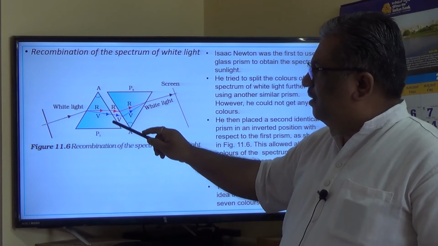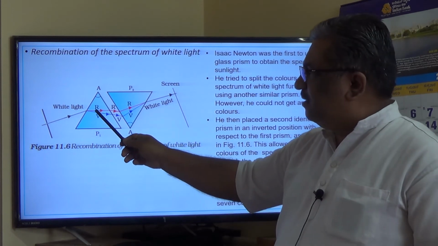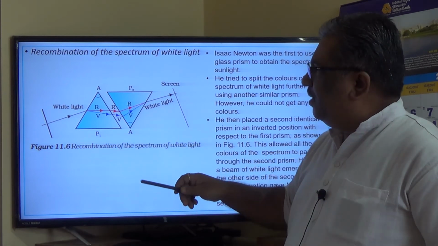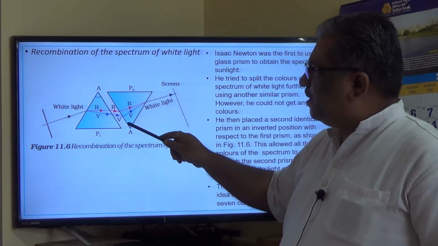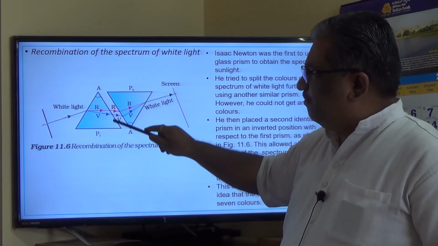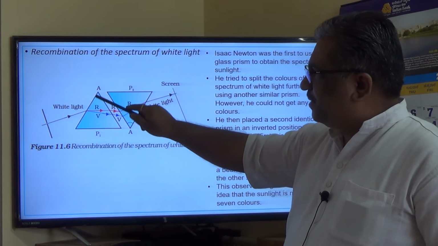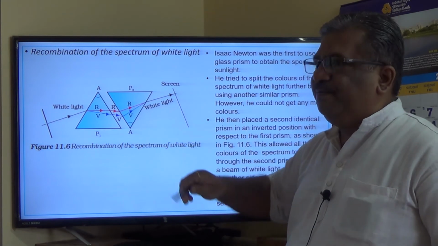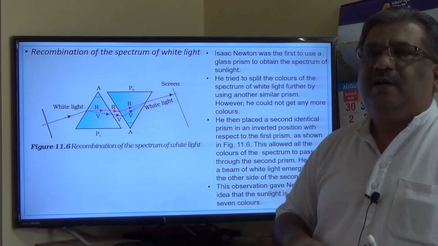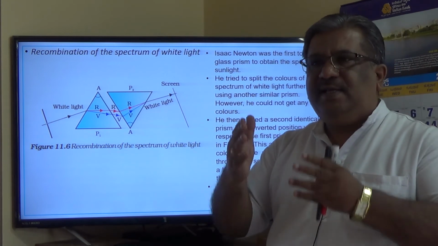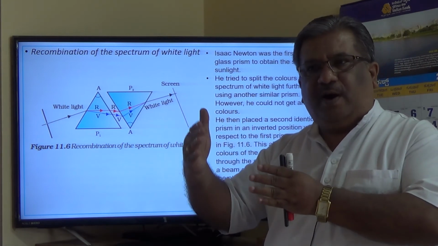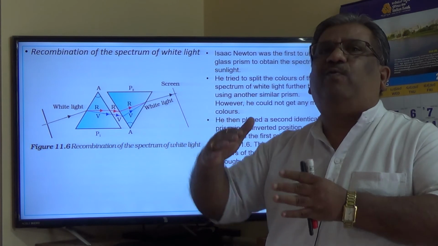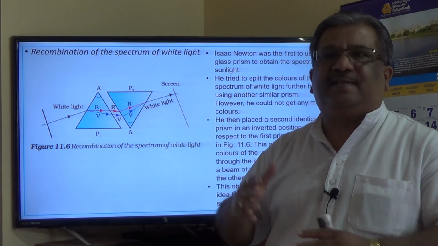He thought, as these colors are getting separated, he took one more prism and placed it in the same fashion, not an inverted prism, the same prism he took and placed over here, to understand whether these colors, VIBGYOR, have further more colors or not. He wanted to test that.